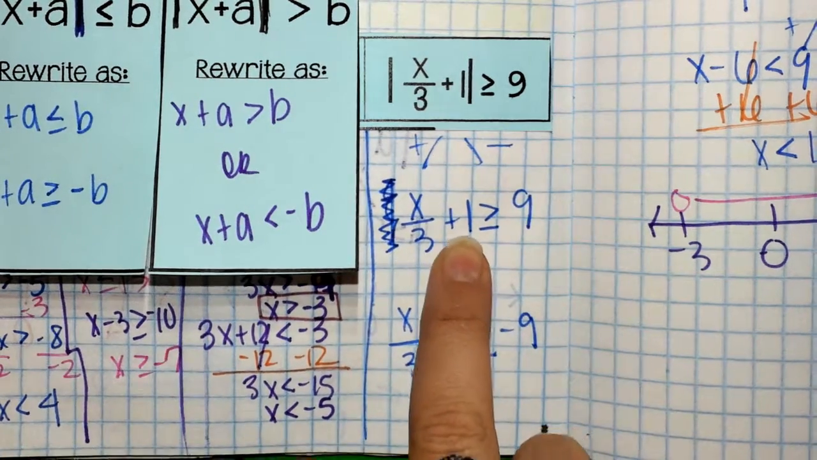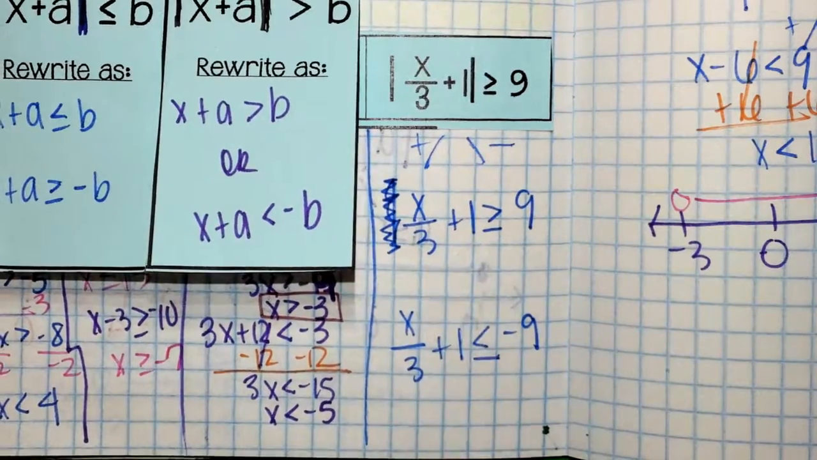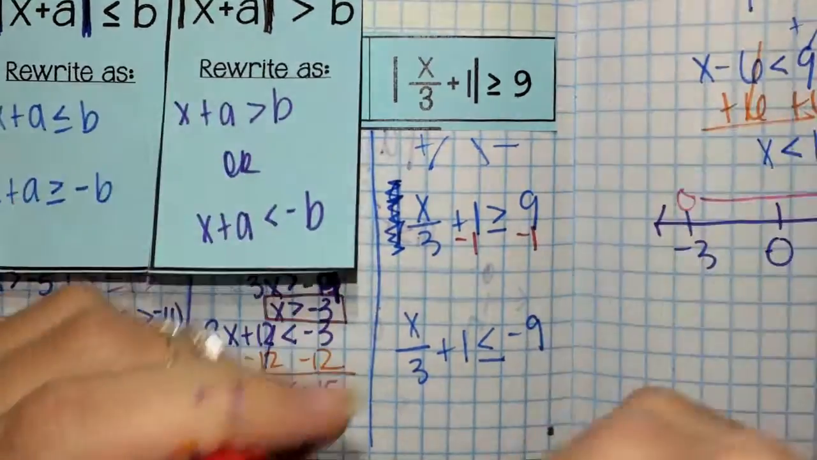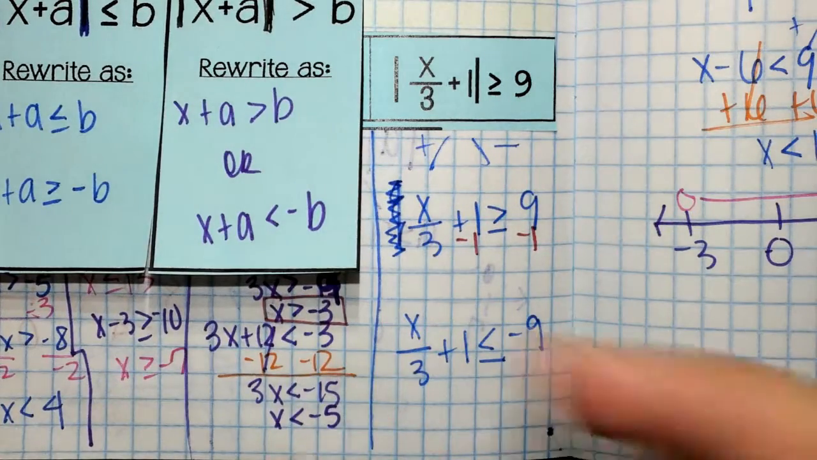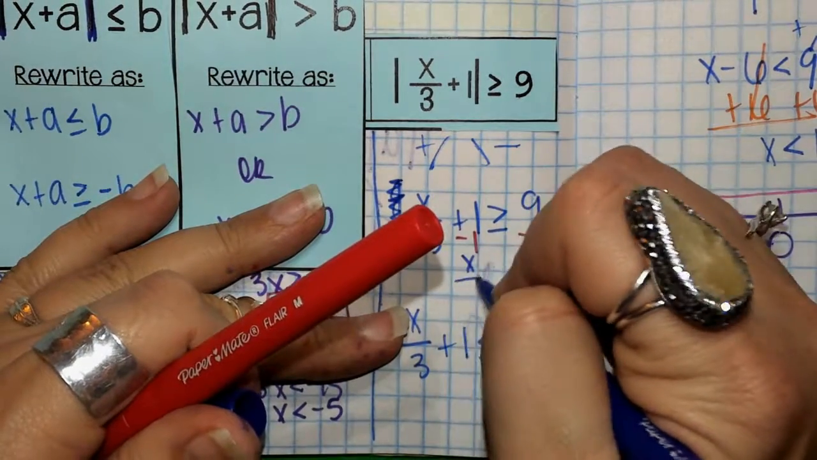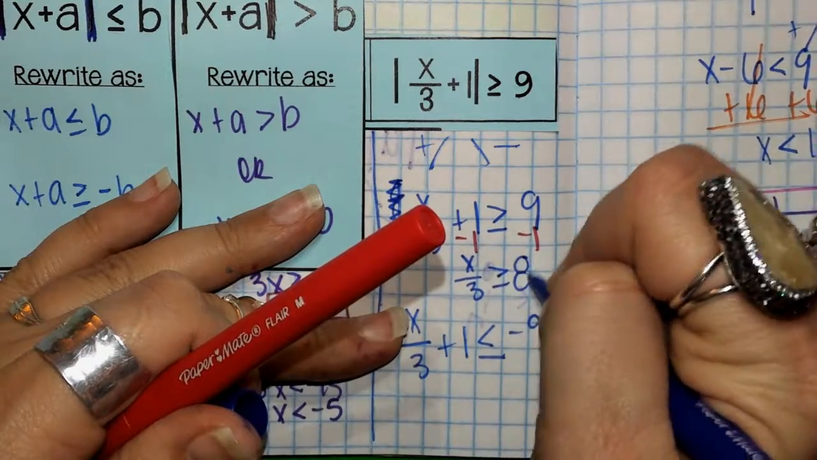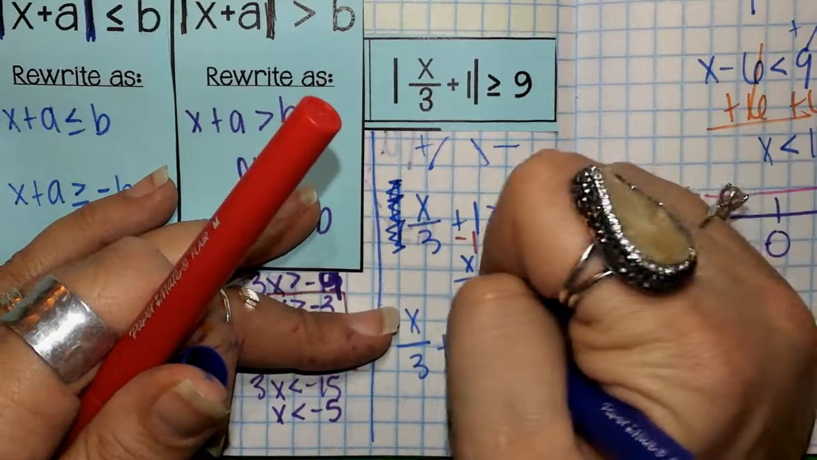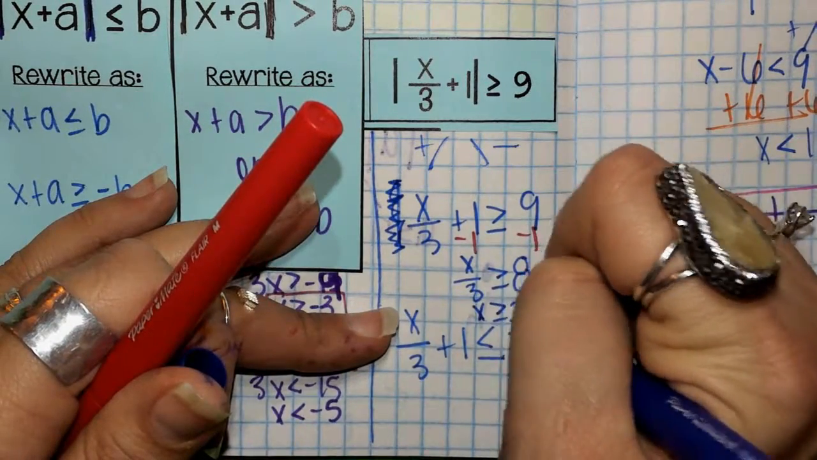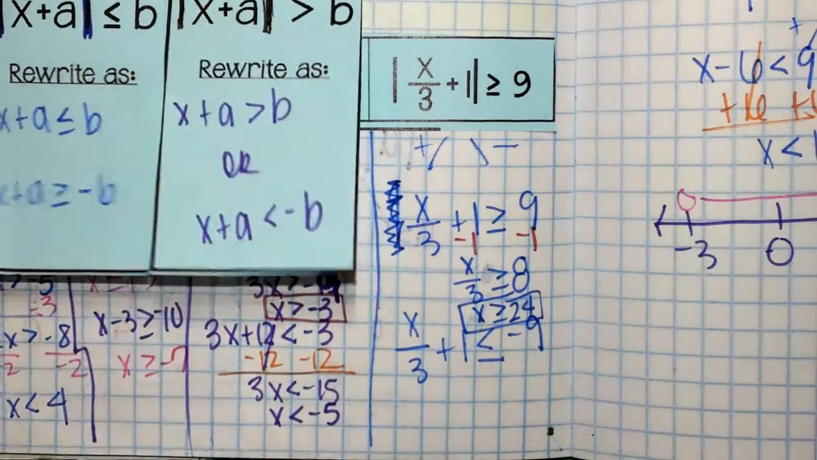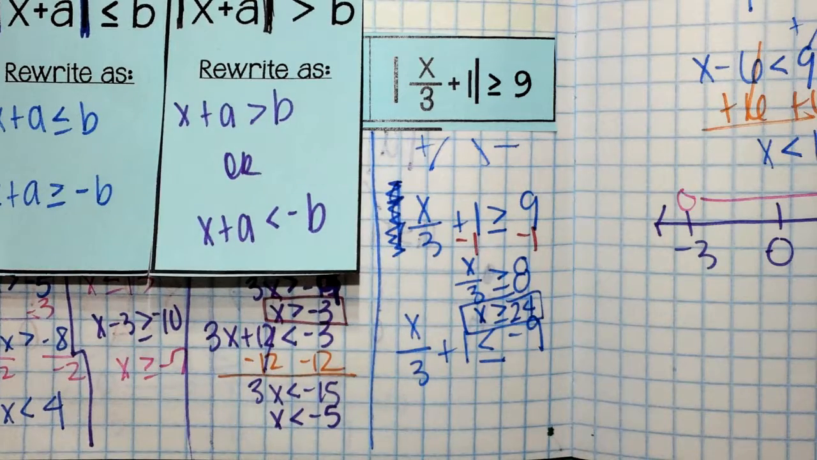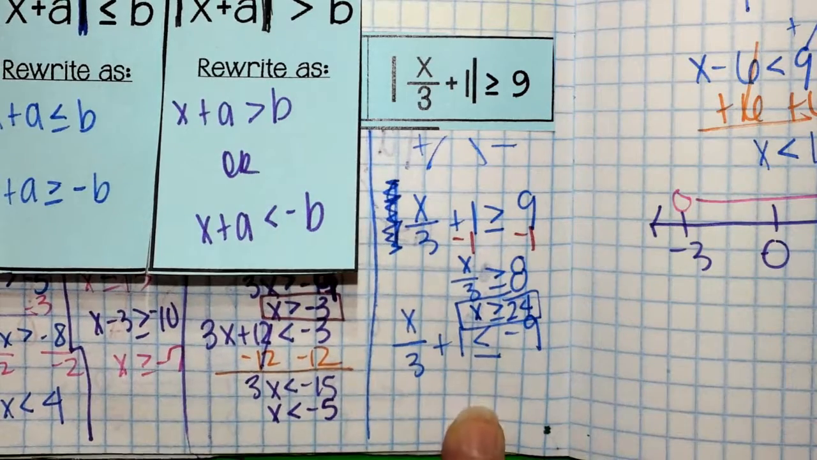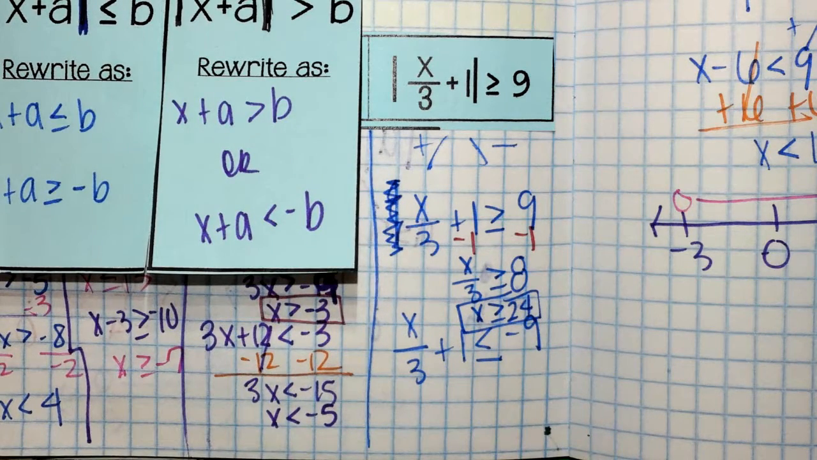All right, now, what do we need to do first to get the variable by itself? Subtract 1. And then multiply by 3. So x is greater than or equal to 24. And then do the same thing on bottom. Subtract 1, multiply by 3. So you do the same thing twice.